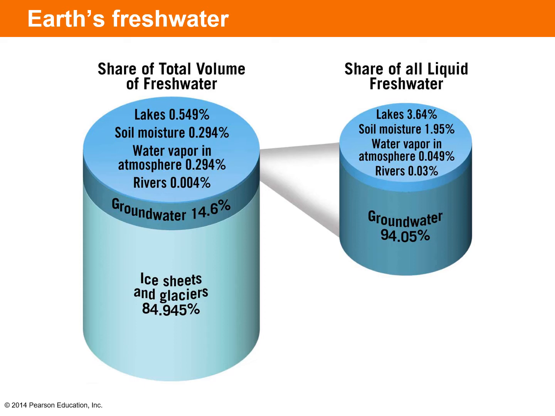So let's look at Earth's fresh water in a little bit more detail in terms of a share of the total fresh water on Earth and a share of all liquid fresh water on Earth. As far as a share of the total volume of fresh water on Earth, you can see on the chart on the left that groundwater actually makes up 14.6% of this volume, which is a greater volume than any reservoir of fresh water outside of ice sheets and glaciers. And then if we remove ice sheets and glaciers and just talk about liquid fresh water, you can see on the chart on the right that groundwater actually comprises 94% of all liquid fresh water on Earth.